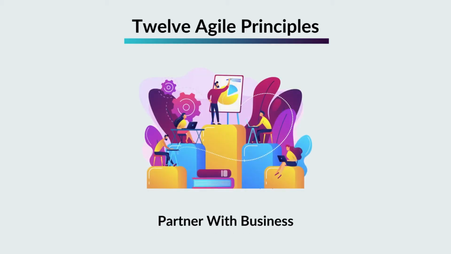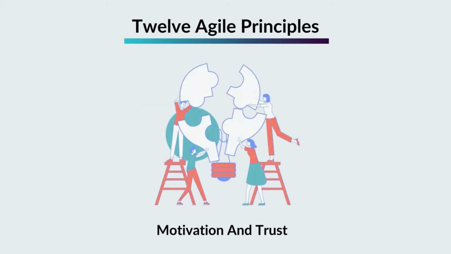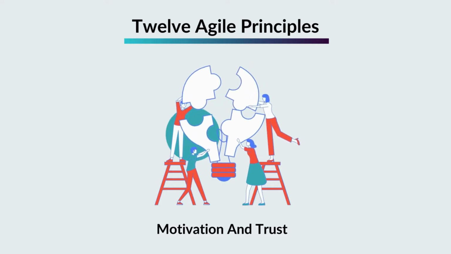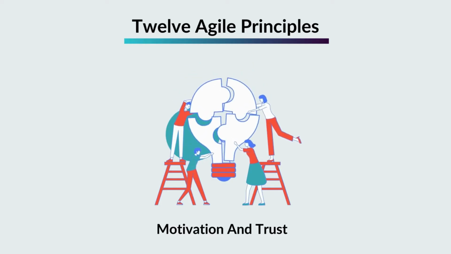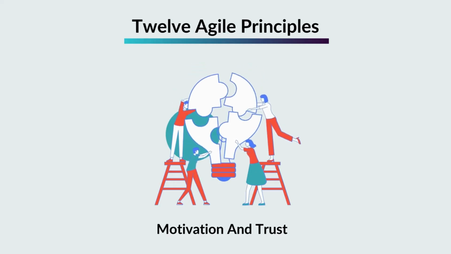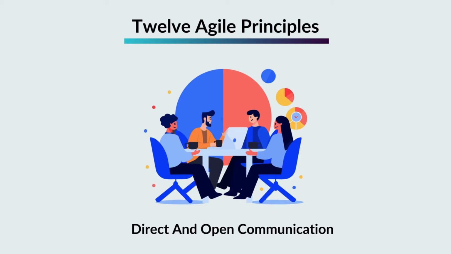Partner with business. Business owners and developers must work together daily throughout the project. Motivation and trust. Keep the motivation of the team high as the project is delivered in a very short time. A small demotivation of a few hours can have significant impact on the project. Direct and open communication. The most effective and efficient method of communication is face-to-face. If the team is distributed, use a daily war room to discuss challenges and their solutions.